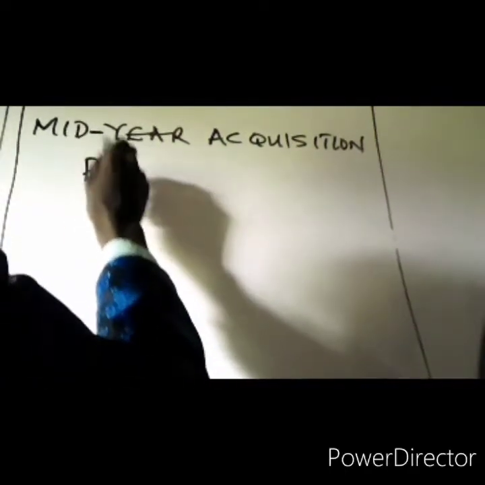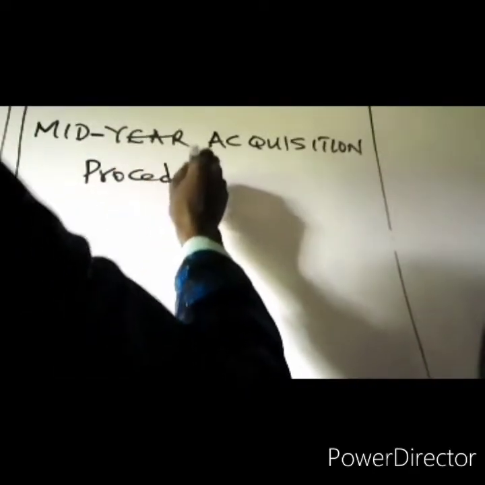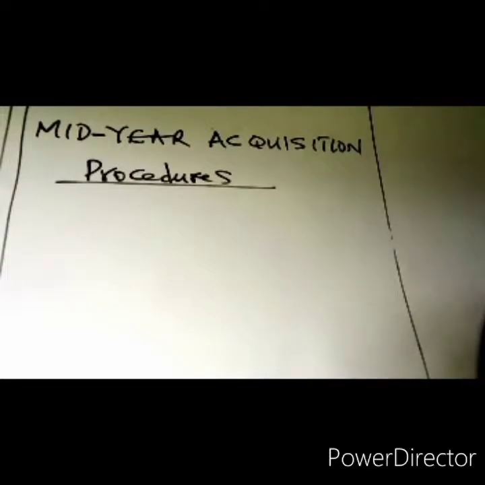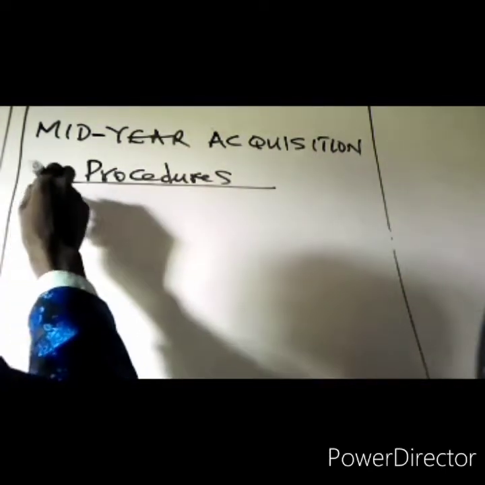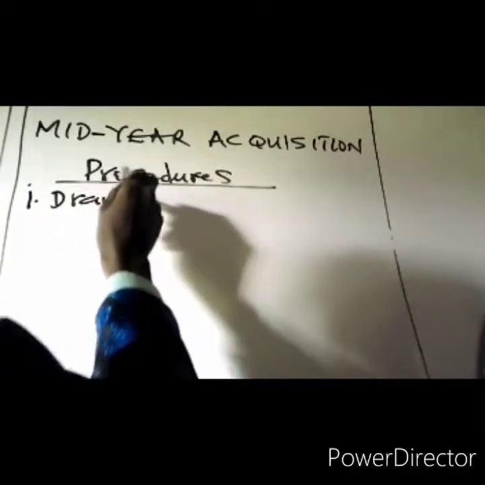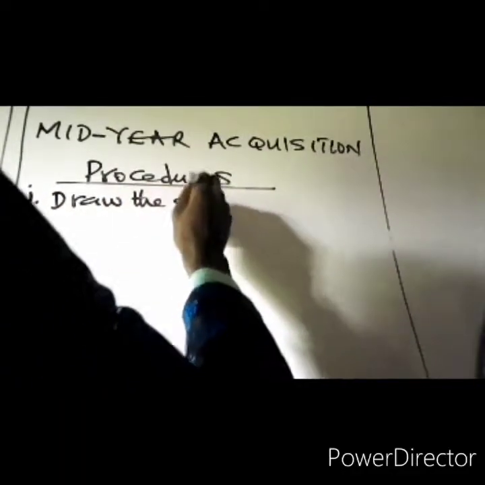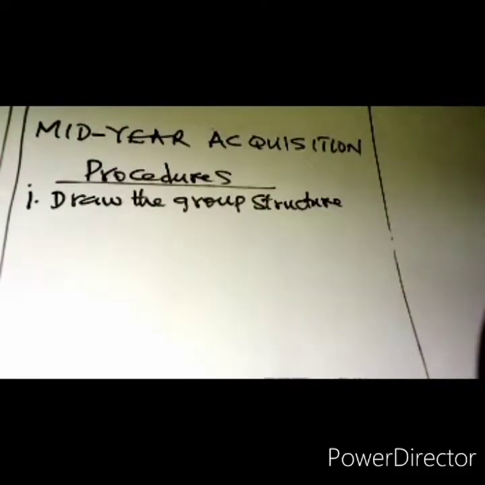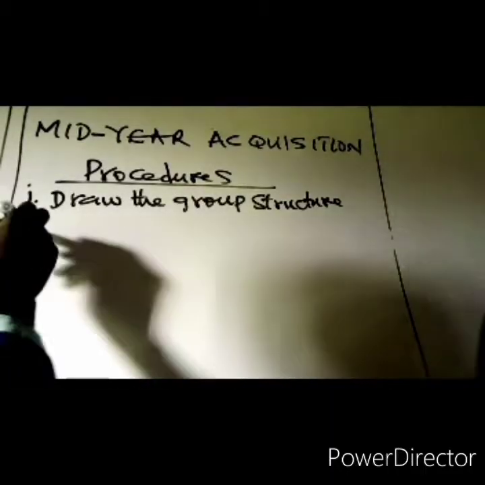So now we want to consider the procedures for consolidating the subsidiary that is acquired partway through the year of consolidation. The first step is to draw the group structure. That is step one.